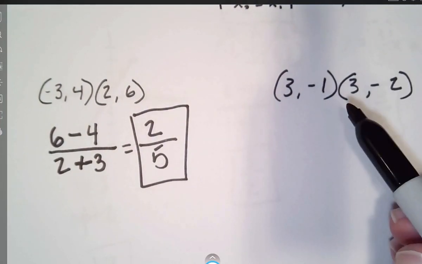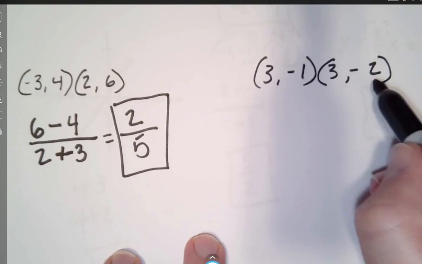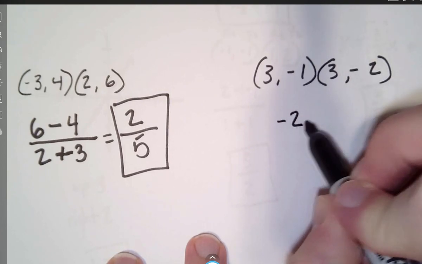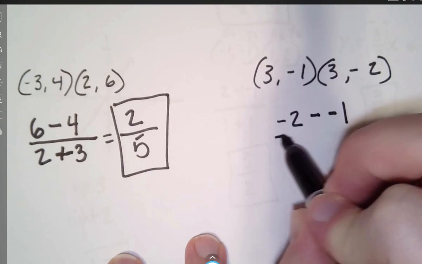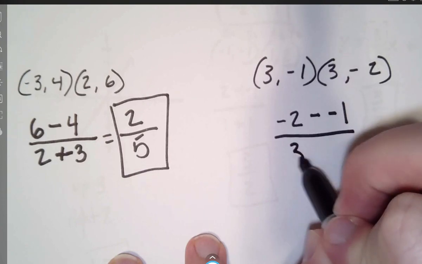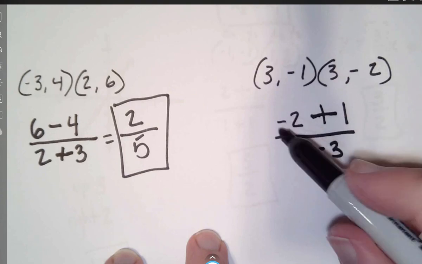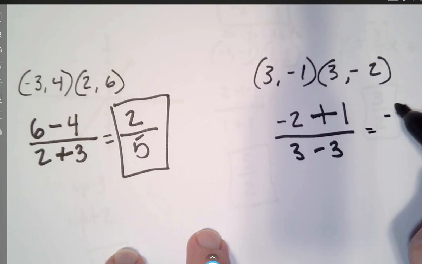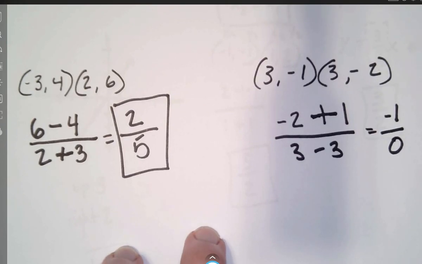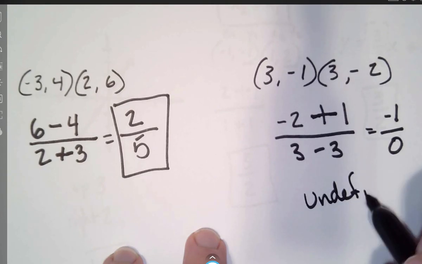All right, so in my equation, I do my second y on top first. Second y minus my first y. So my second y is -2 minus -1. And my second x minus my first x, 3 minus 3. So on top, change this to a plus, 2 negatives in a row. Negative 2 plus 1 equals negative 1, over 0, because 3 minus 3 is 0. And if we have a 0 on the bottom, we said that was undefined.